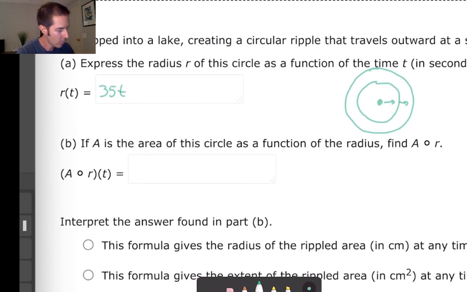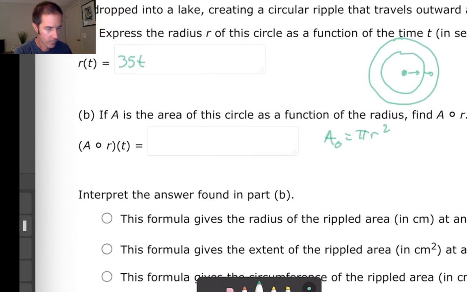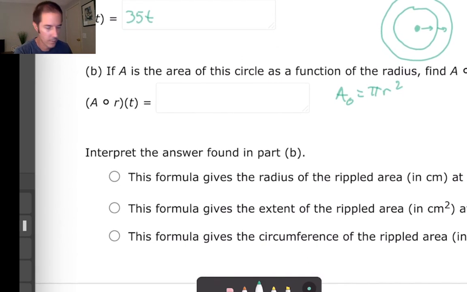And the area of the circle as a function of the radius. We all know that the area of a circle is represented by pi r squared. Do we know what the radius of the circle is? Well, it depends on how many seconds have gone by since we dropped the stone into the water. So our area function, just organize this a little.